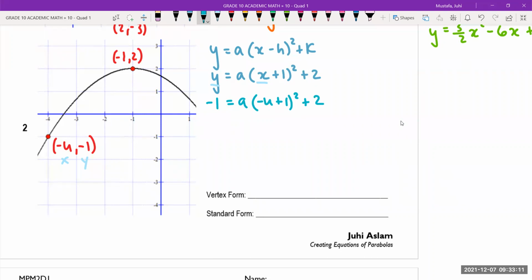You guys good with this? Yeah, okay. BEDMAS tells me I gotta solve what's in here first. So -1 is equal to a. What's -4 plus 1? -3. What's -3 squared? 9. So this right here is just going to be a 9.